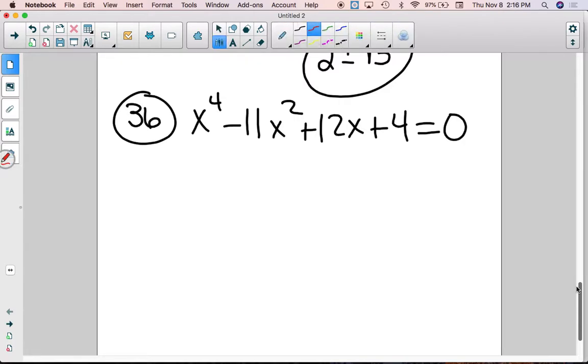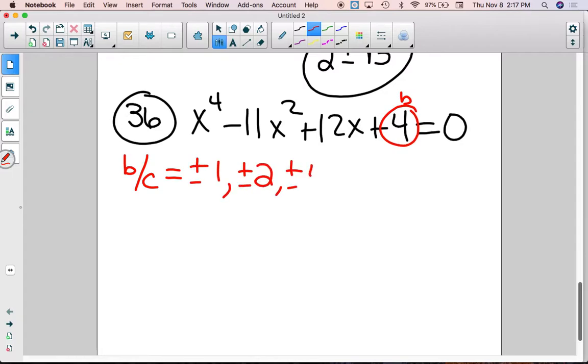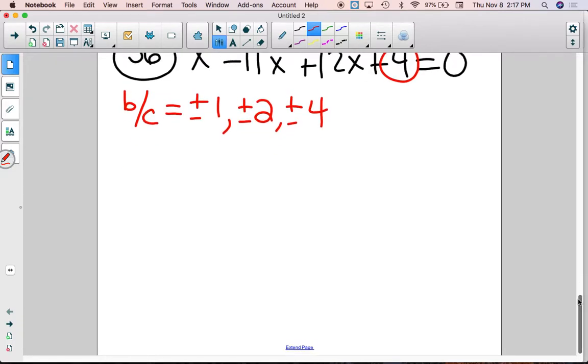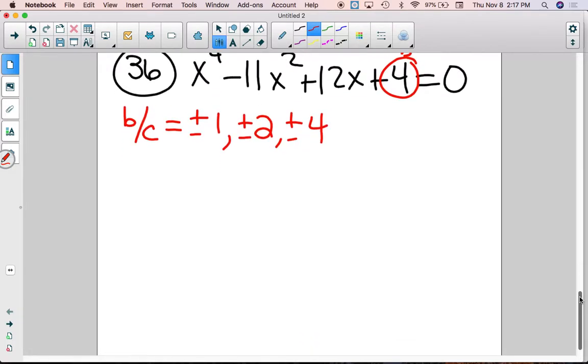So first thing I need to do is B over C. Remember, if your leading coefficient is 1, your B over C are just the factors of your constant, because they would all be over 1, which doesn't change them. So what are my factors of 4? 4, 2, and 1. Okay, so 1, 2, and 4. So I divide those out. I'll just try one first here.